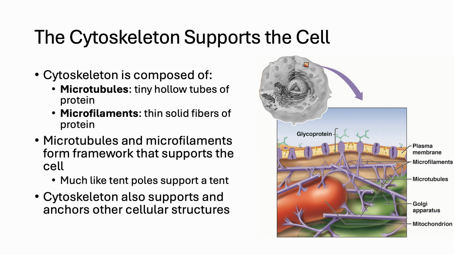Beyond structural support, it provides tracks for the movement of organelles, vesicles, and even chromosomes during cell division. Motor proteins walk along these tracks, carrying cargo to different locations. The cytoskeleton is not static. It's constantly assembling and disassembling, allowing cells to change shape, migrate, and respond to signals. This dynamic system is essential for processes like wound healing, immune defense, and embryonic development.